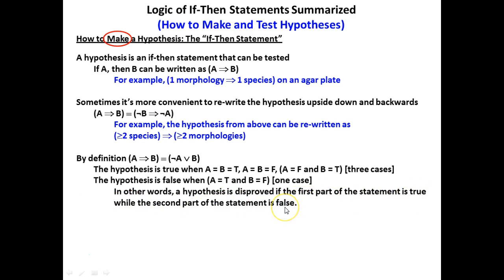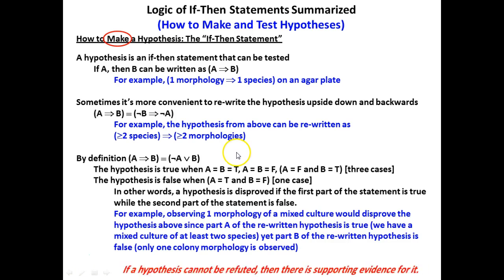while the second part is false, right? So, here, for just this one hypothesis, one morphology equals one species, right? It's false, right? And then for this one too, two species doesn't always equal two morphologies, right? So observing one morphology of a mixed culture would disprove the hypotheses since part A, right, is written, is true. Is rewritten as true.